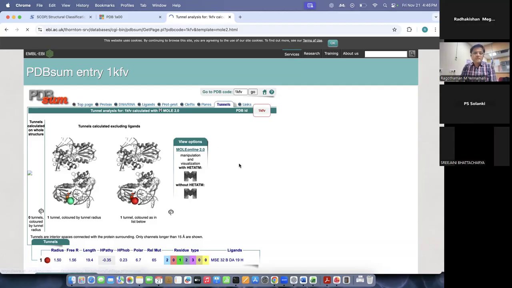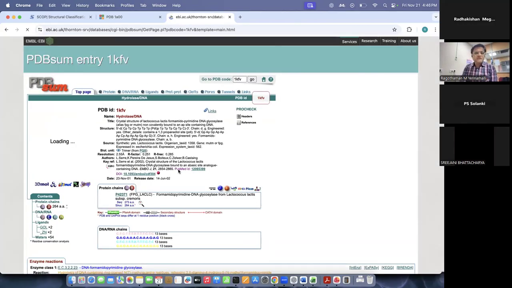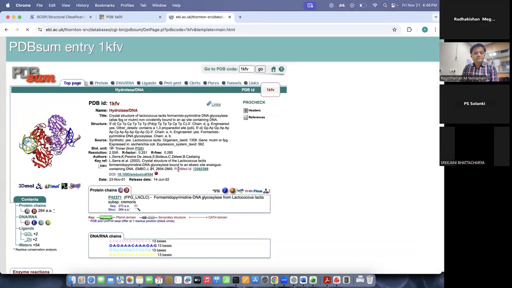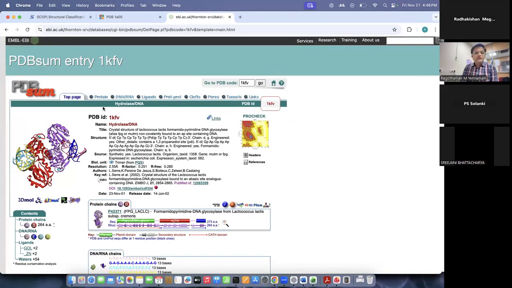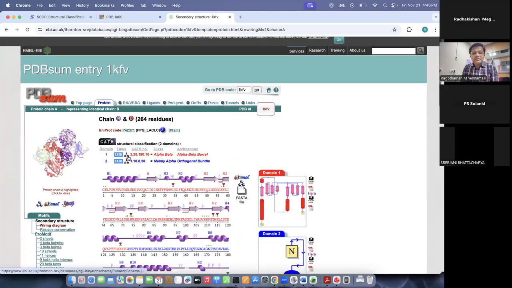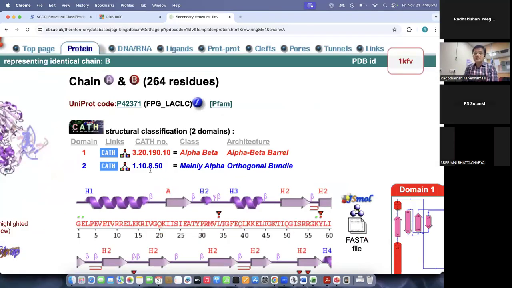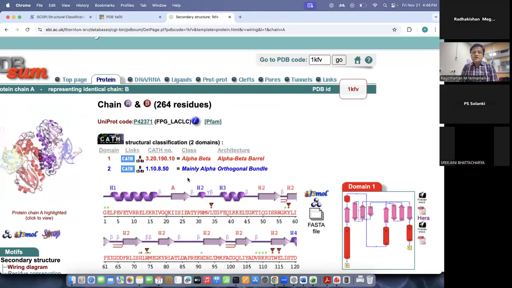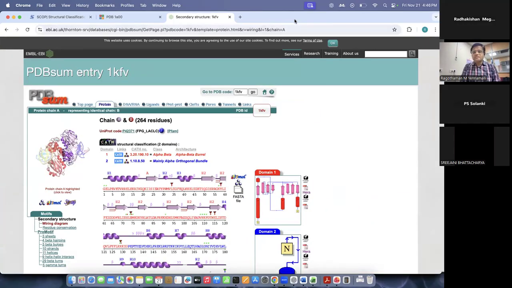So at the top page, which is a summary, you will see what type of protein it is. Okay. And if you click on the protein, you can see the CATH classification. It says alpha beta barrel, and then subsequent another CATH classification 110.8.50. Same information will be there in PDB.